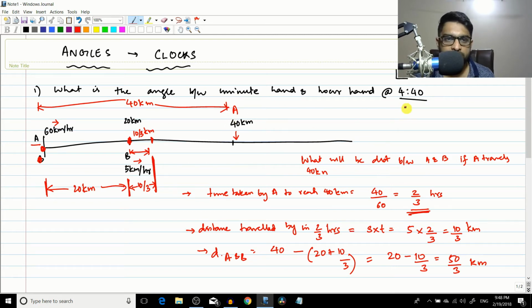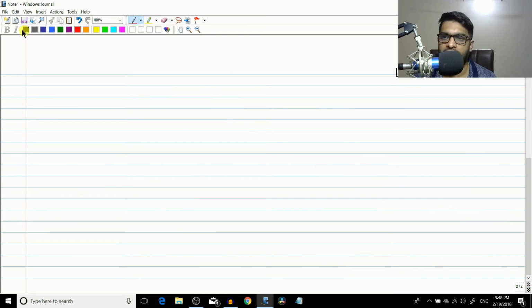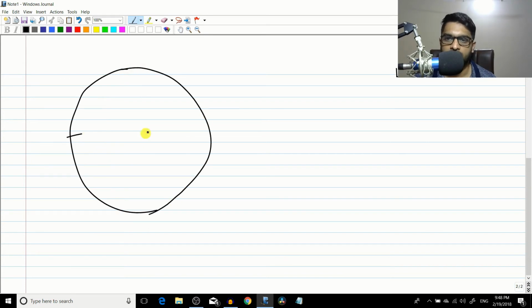This question is also the same type of question. What is the question? You have to find the angle between the minute hand and hour hand when it is 4:40. So let us draw a clock here quickly. We are interested in this section. At 4 o'clock, this is the point. The hour hand is here and the minute hand is here. This is 4:40. So this is 4 o'clock: 12, 1, 2, 3, 4, 5, 6.